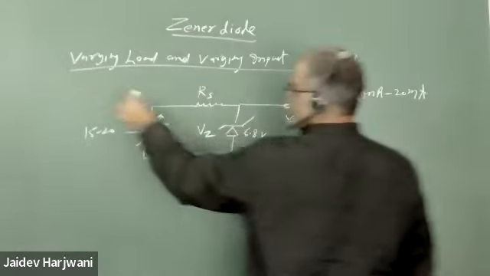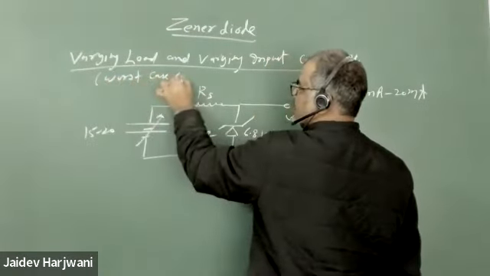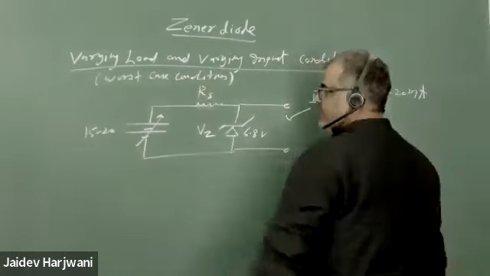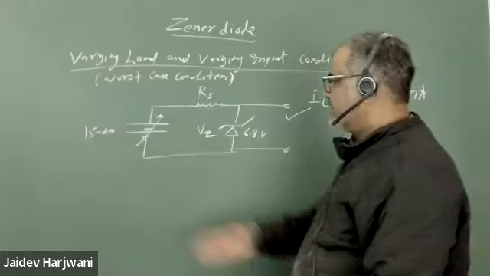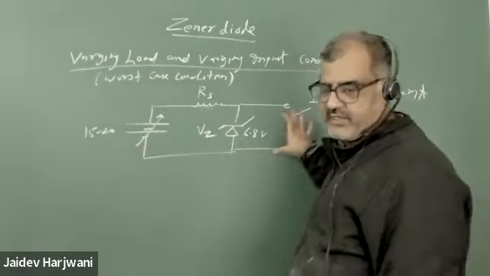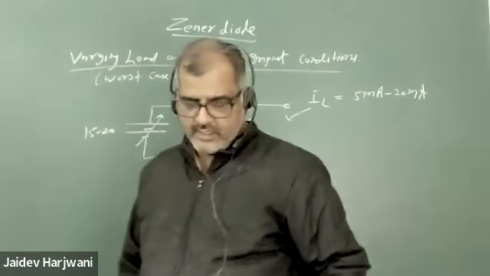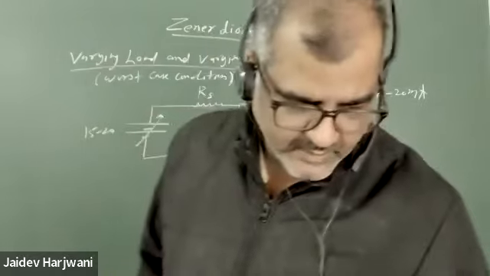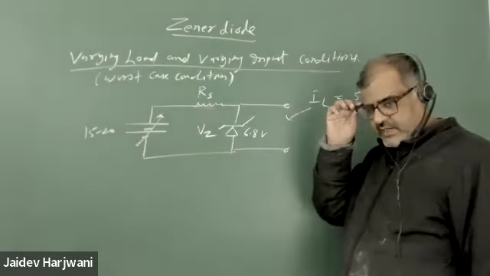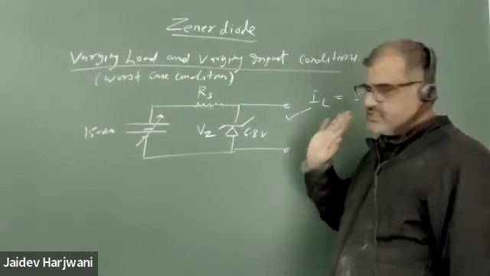This is also called the worst case condition. A worst case condition means that here you have a minimum voltage and here you have maximum load current. So in that case, how can we solve the circuit? For those questions, you remember one formula. Just apply the formula, and you'll get the answer.